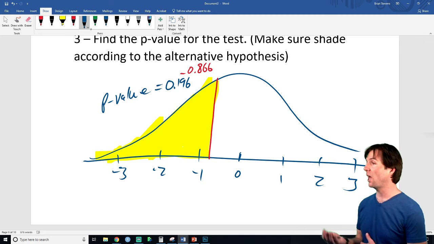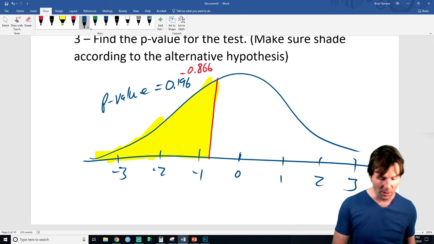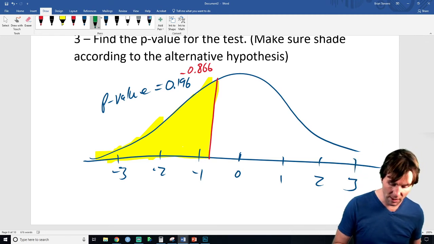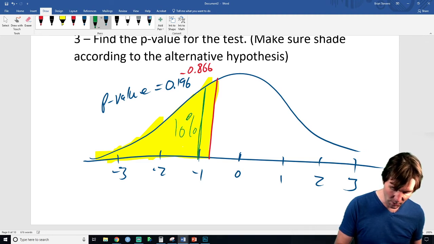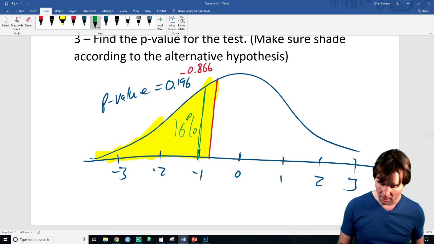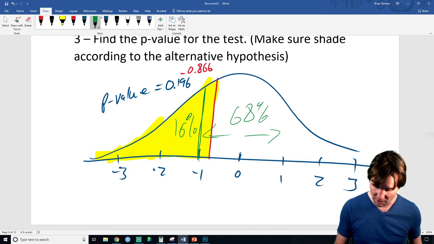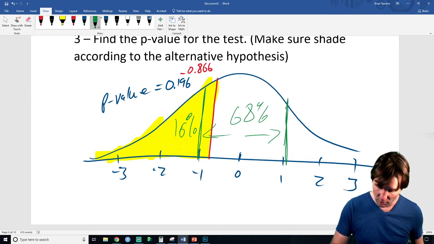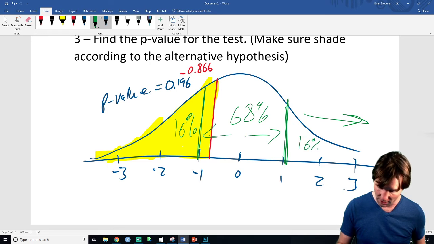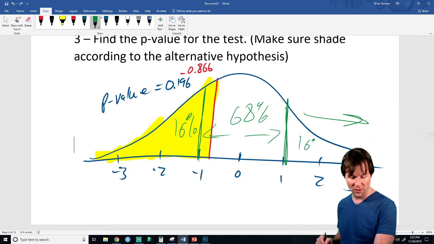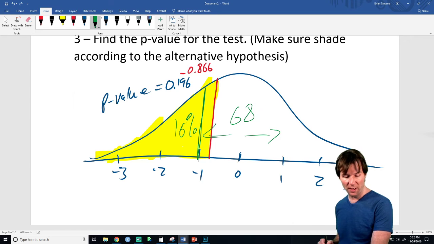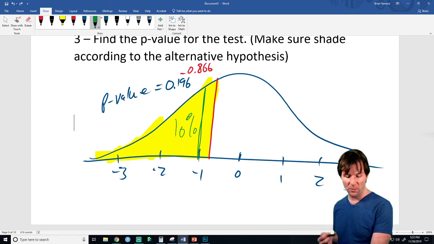So this seems likely, given the null is true. If you also notice, although this is not a z, it's kind of similar, that below here would be 16%. That's because of the empirical rule. We would have 68% between here and here. So with 68% between, that would leave 32% on the outside, and so we basically have something a little bigger than 16% with that p-value of 19.6. So our p-value is a little bigger than what we could estimate via the empirical rule.